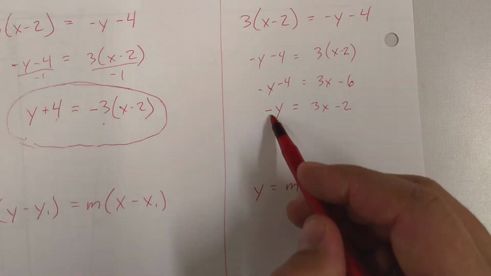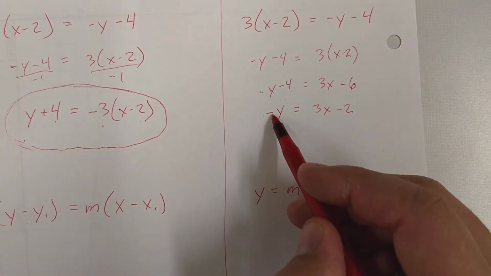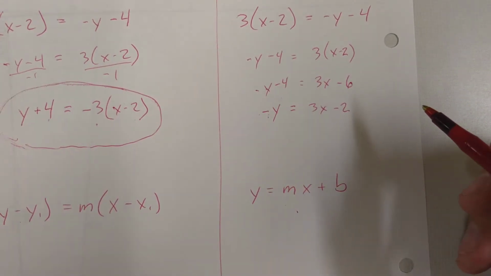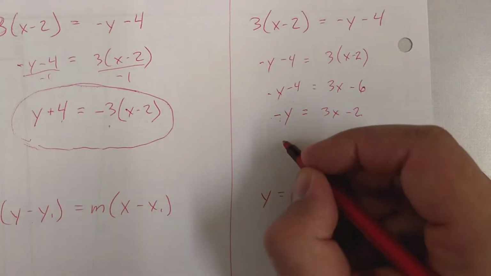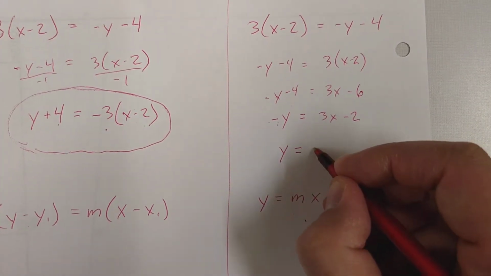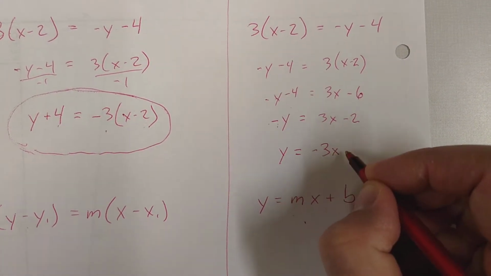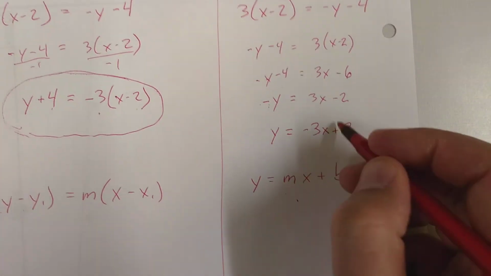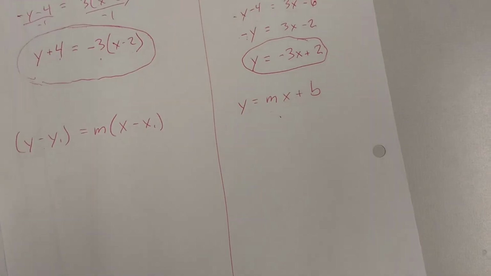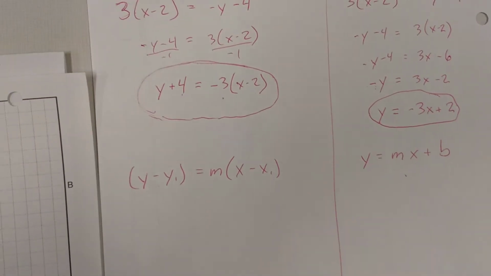And then the only other thing I need to do is multiply by negative 1 on both sides. Or you can think of it as dividing by negative 1 on both sides, either one. That'll get you y by itself. And then over here we'll have a negative 3x plus 2. And now I'm in slope-intercept form.